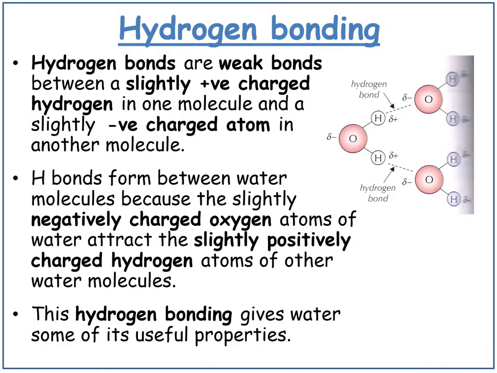Hydrogen bonding. Hydrogen bonds are weak bonds between a slightly positive charged hydrogen in one molecule and a slightly negative charged atom in another molecule. Hydrogen bonds form between water molecules because the slightly negatively charged oxygen atoms of water attract the slightly positively charged hydrogen atoms of other water molecules. This hydrogen bonding gives water some of its useful properties.